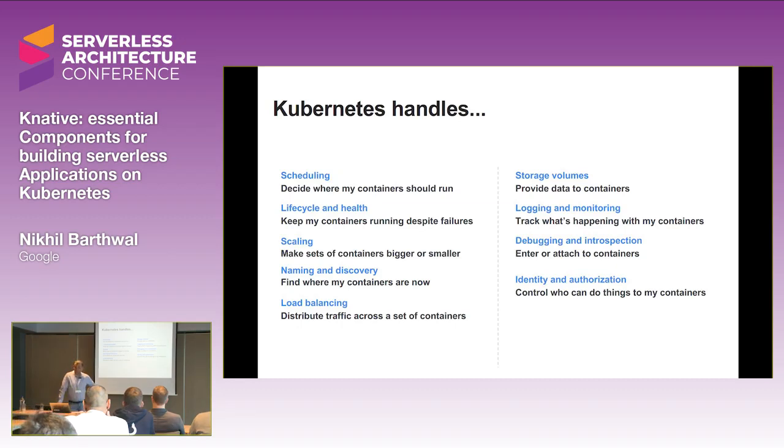The scaling. Scaling is very important in serverless, obviously, because you don't want to be doing it yourself. Service discovery, load balancing. You also need data, you need logging, monitoring. So all the underlying basic components Kubernetes is going to do. So what basically Knative is doing is a platform built on top. You have all of these things that come with Kubernetes, and then you have other ingredients that you need to build a serverless application.